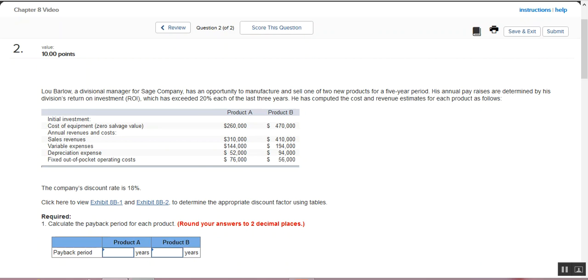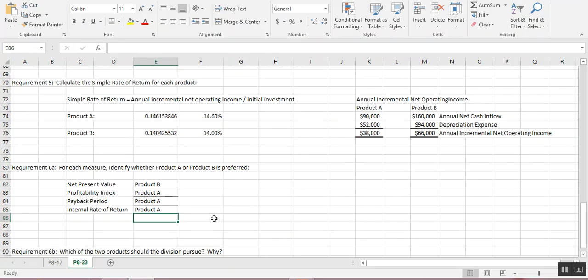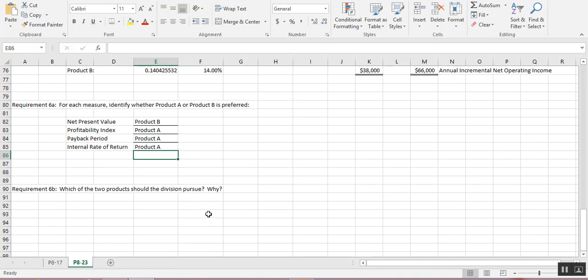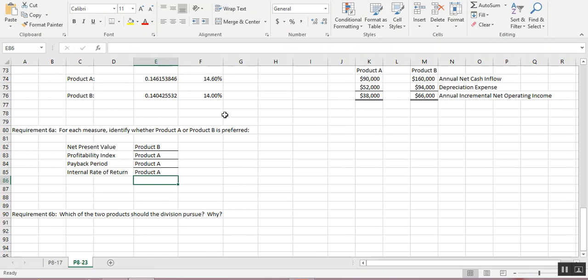So in our work, when we're looking at product A and product B, we have the option of investing some initial investment into one of those two products and earning some money back. But if we look at the simple rate of return, which is the last thing we did, they're going to earn about 14% on that investment. The other alternative is to take those initial investments and invest them in what they typically invest in, which is what they're earning 20% on.